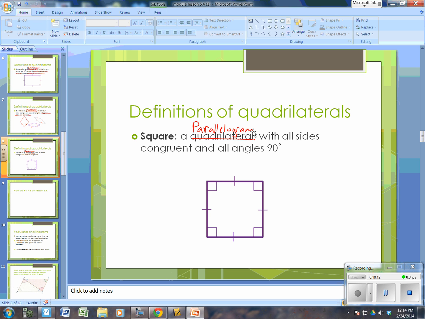Now I'm going to draw a tree diagram of how all quadrilaterals relate to one another. And oh, there's one other that they didn't have a definition for, a kite. I'm going to talk about a kite. Does everybody have this written down?